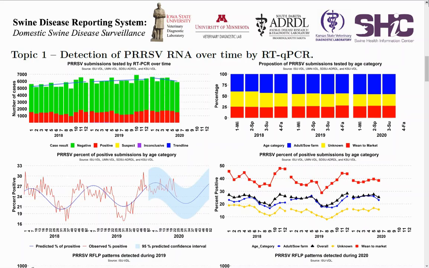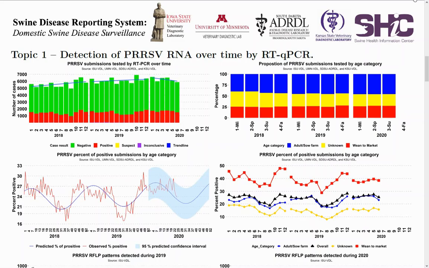And so you have a chart here to describe PRRS detection by age category. Can you talk a little bit more about what is the age category here in those charts? Yeah, the age category is trying to represent the farm type where the samples were collected.